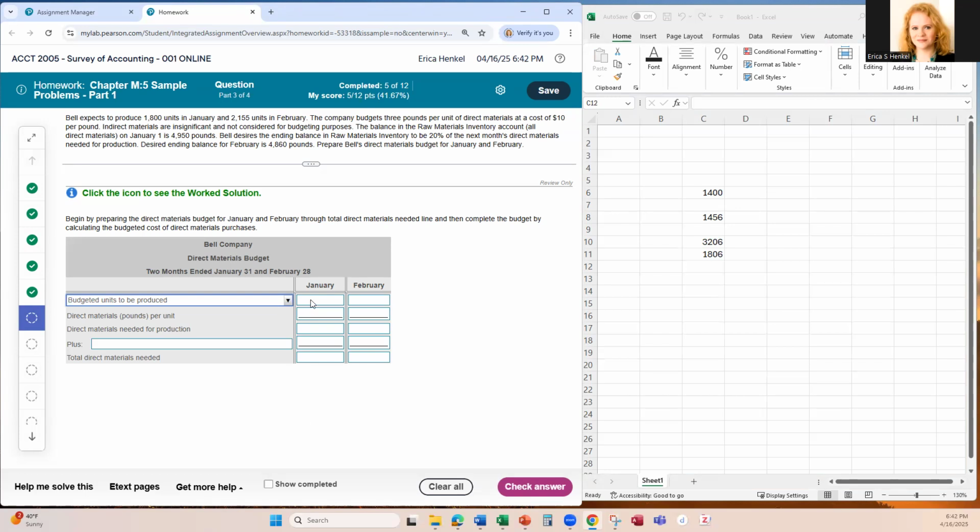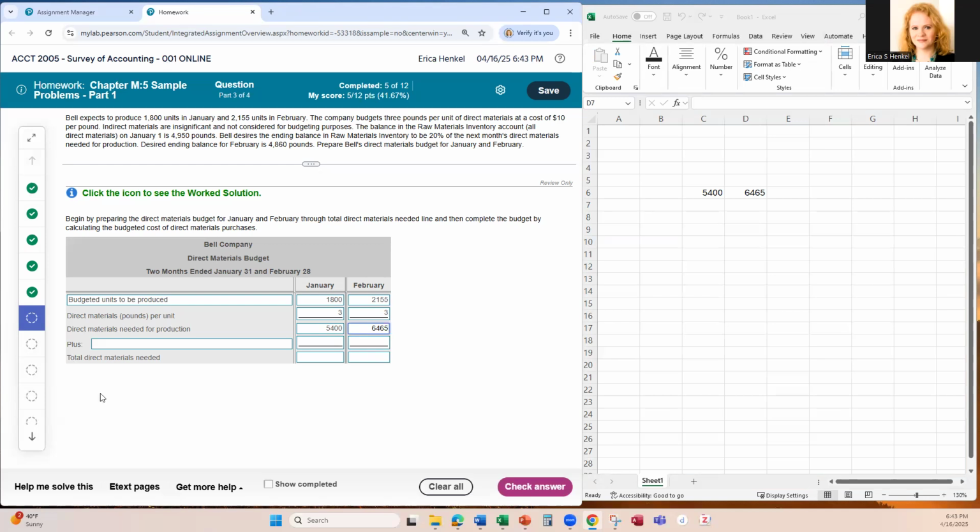So we're expecting to produce 1,800 units in January and 2,155 units in February. We budget 3 pounds per unit of direct materials. So for each of those, we're going to take it and multiply it times 3. And taking the 2,155 times 3. So for January, we need 5,400 pounds. And for February, we need 6,465 pounds.